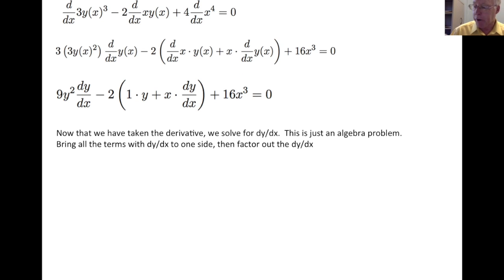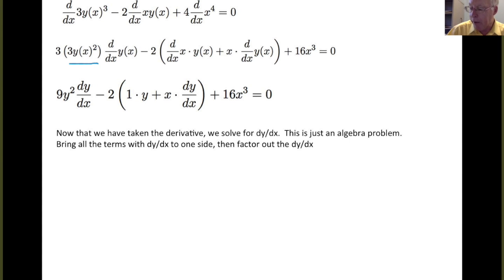Do a little algebra. The 3 times 3 is 9. And now that I've done the derivative, I'm going to drop the of x in the y. Instead of y of x cubed, we'll write y squared, and the derivative of y is dy dx, and similar changes through the rest of the display here.